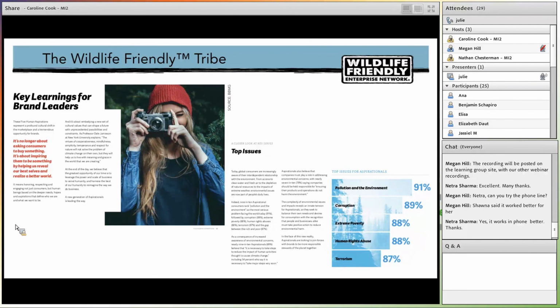And then on the right, that little quote in red, BBMG says, "It's no longer about asking consumers to buy something, it's about inspiring them to be something by helping reveal our best selves and realize a better world." So again, more people shop than vote. Consumerism is perhaps the biggest threat, and as such is also the biggest opportunity if we can harness its power for good. So my challenge and question back to you is, how do we as a conservation community looking to decrease illegal wildlife crime and increase impact from conservation enterprises leverage this opportunity, as well as the opportunity presented by sustainable agriculture globally?